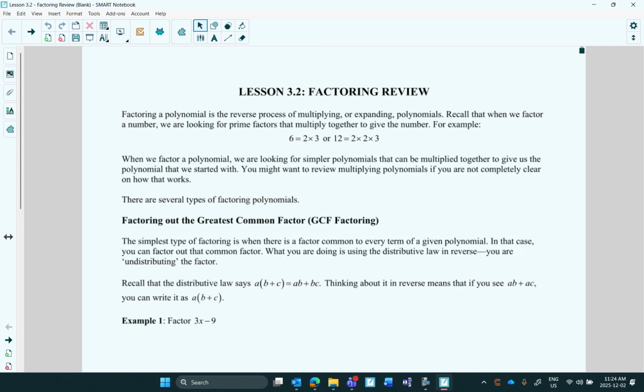One was by using factoring. So before we actually see how to solve them, I think it's important to review, although there have been factoring questions in your exercises all year long.